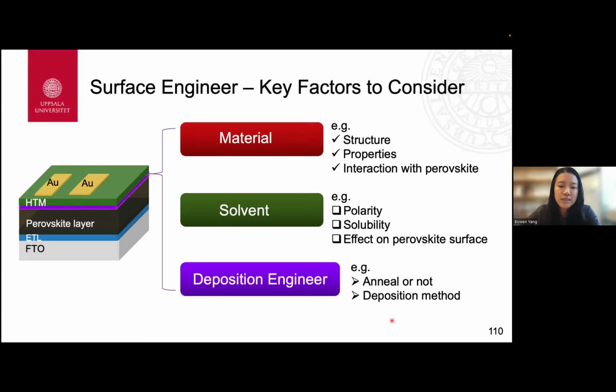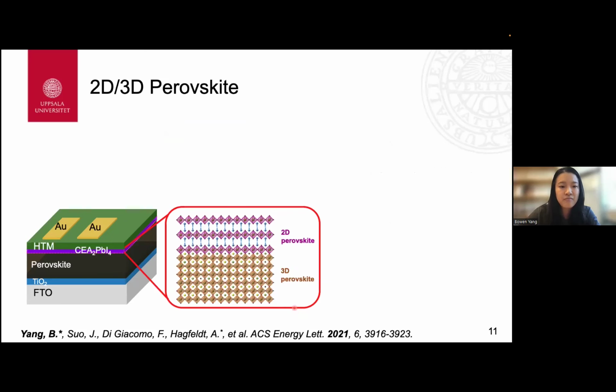So overall, the evaluation and optimization process starts from material design and engineering, and then all the way to the device engineering. So our story starts from designing a material that can form a 2D layer on top of the 3D perovskite through surface treatment. Similarly, with the idea of the commonly used PEAI, for example, and other ammonium salts for post-treatment.